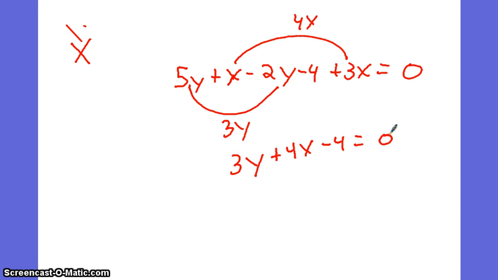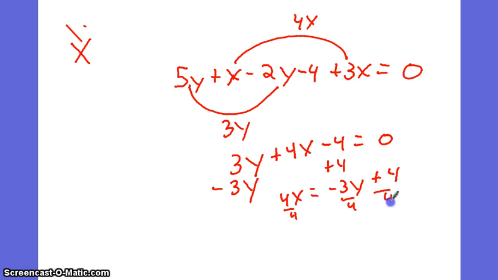Now, to get rid of this, I'm going to subtract 3y on both sides, and I'm going to add 4 on both sides. So I end up with 4x equals negative 3y plus 4. Then I'm going to divide by 4 on both sides to get x equals negative 3/4 y plus 1, because 4 divided by 4 is 1. These aren't too hard, because all we're doing is just solving for certain variables in equations.